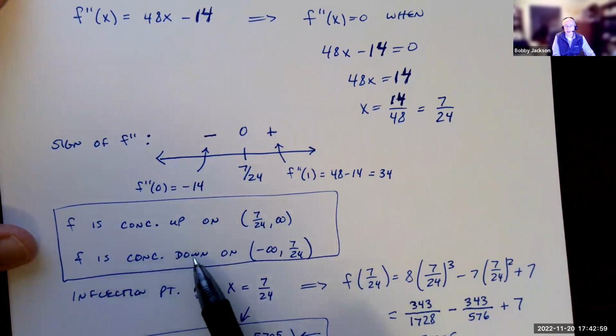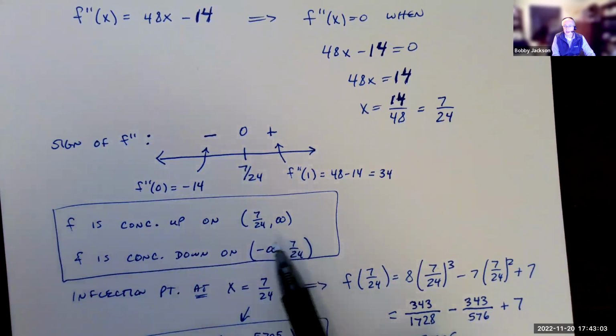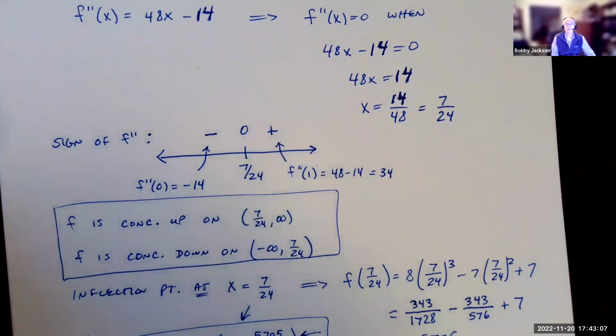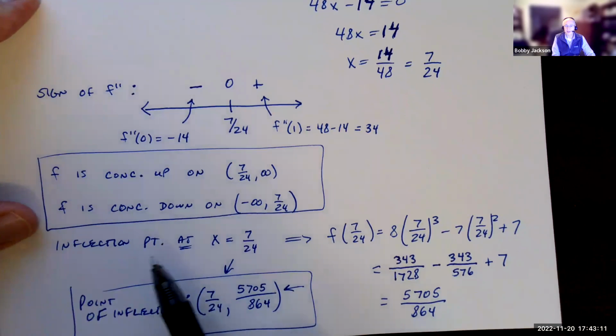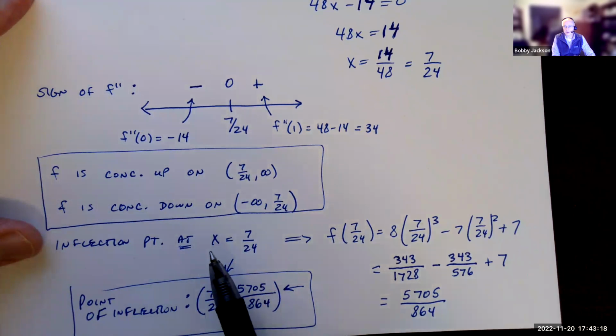The function is concave down on the intervals where the second derivative is negative. So that's on that interval there. Obviously, we have a change in sign of the second derivative, meaning we have a change in concavity at 7/24. So we have an inflection point at x equals 7/24. This is usually what I'm asking you to give. They said to give the ordered pair.